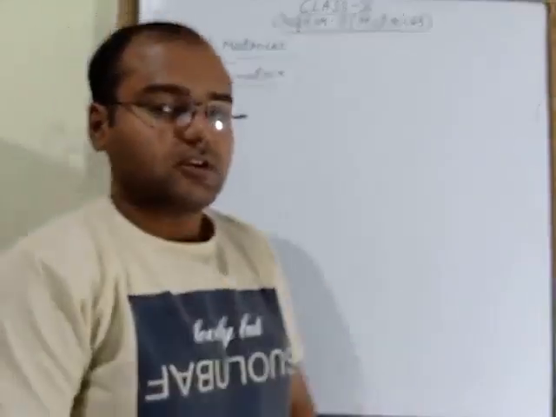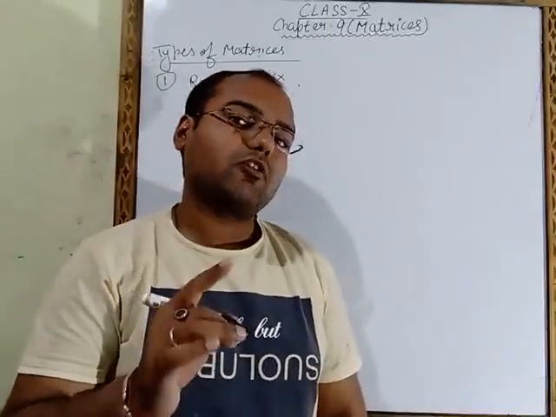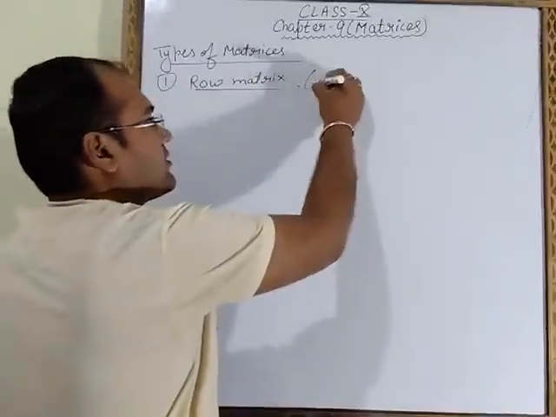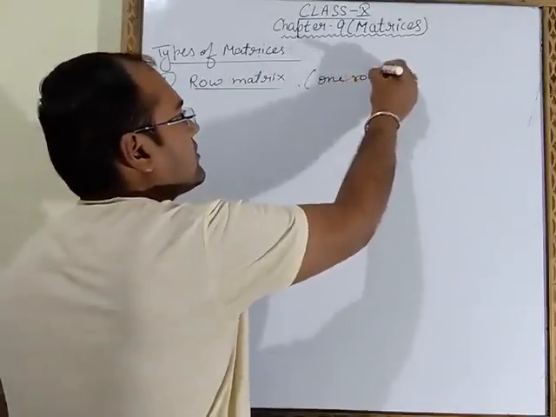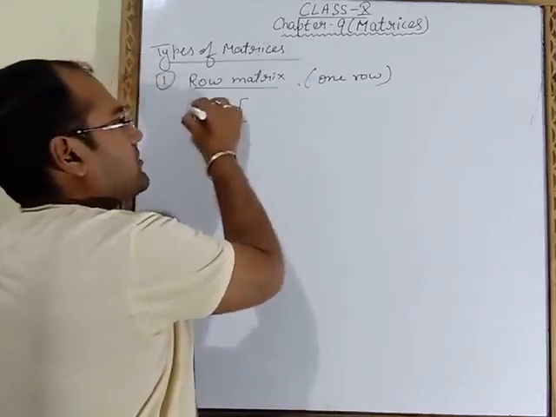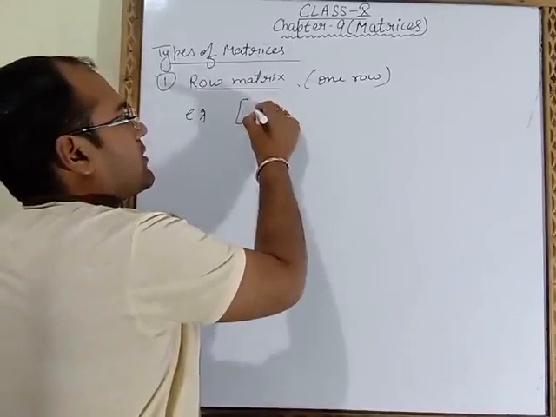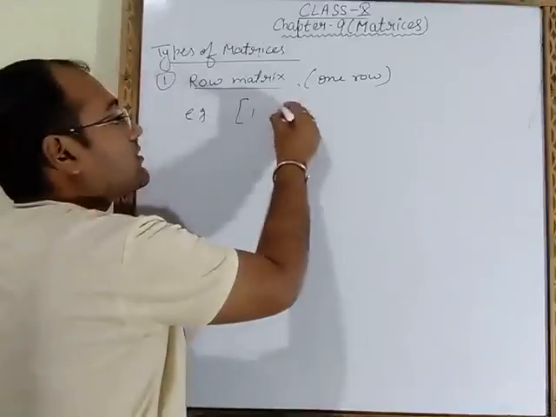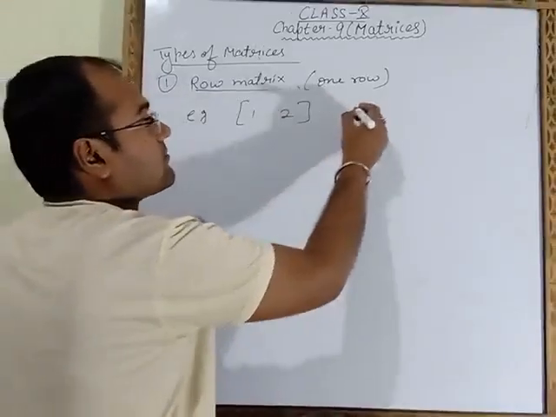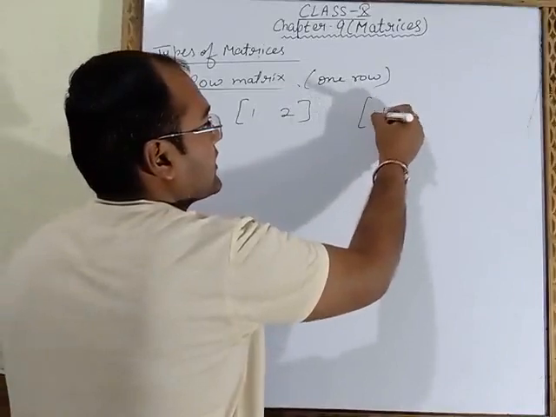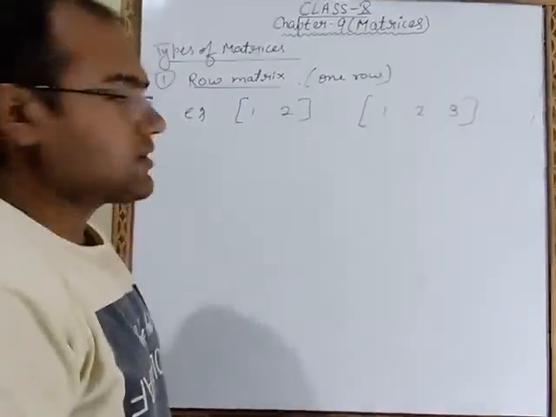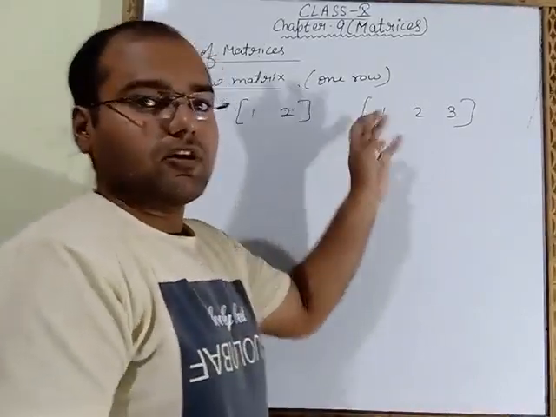Row matrix. The matrix which has only one row is known as a row matrix. What did I say? The matrix which has only one row. Let's take some examples. Row means left to right. Only one row should be there. This is one example. We can take another example. This is the second example. So these two are examples of a row matrix.